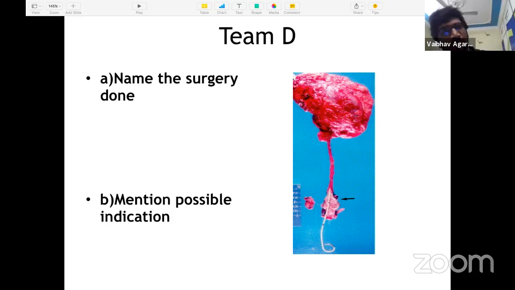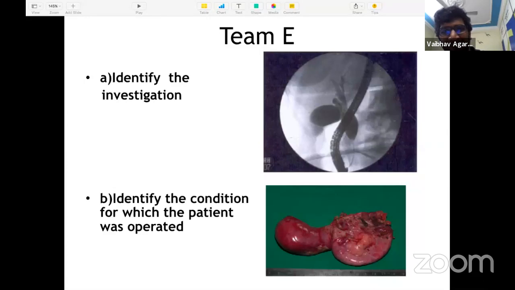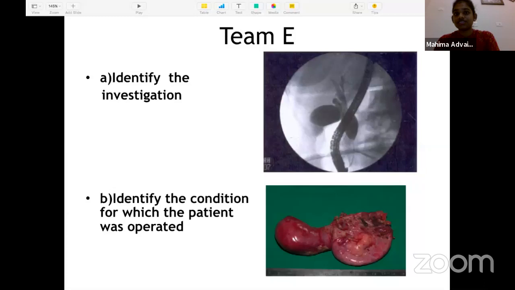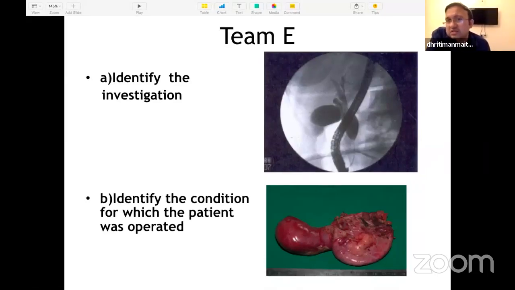Next. Mahima. Identify the investigation that has been done, and from the investigation and from the picture of the specimen, identify the condition for which the patient was operated. Sir, ERCP and gallbladder cancer. Carcinoma of gallbladder. ERCP is fine, but this is not gallbladder carcinoma. You can see a cystic structure in the CBD. Yes, sir. The choledochal cyst for which the patient has been operated. So I give you a 5 out of 10 for identify the investigation.